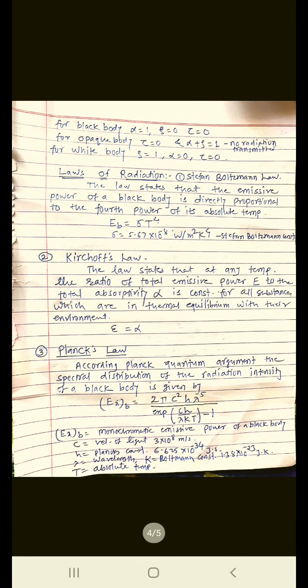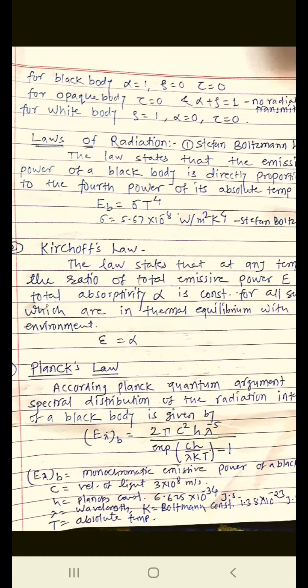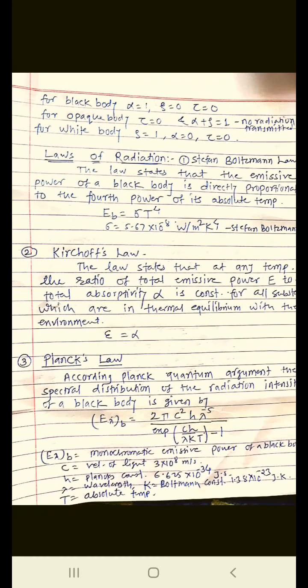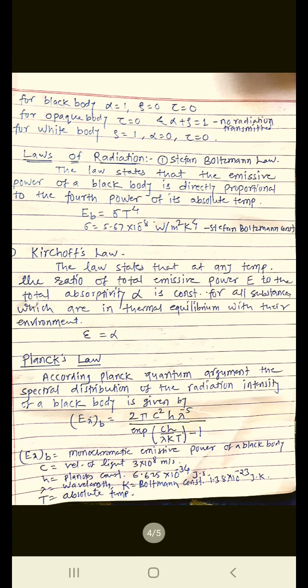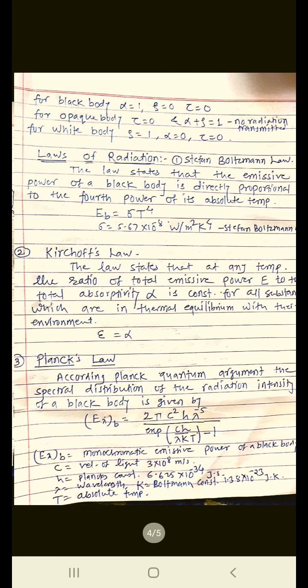For a black body, alpha is equal to 1, rho is equal to 0 and tau is equal to 0. For an opaque body, tau is equal to 0 and alpha plus rho is equal to 1, no radiation is transmitted through the opaque body. And for a white body, rho is equal to 1, entire energy is reflected back, so rho is equal to 1, alpha is equal to 0 and tau is equal to 0. Now we will see the laws of radiation.